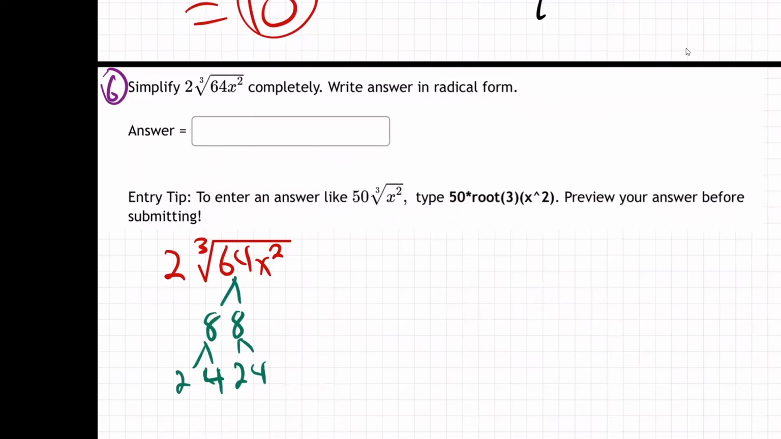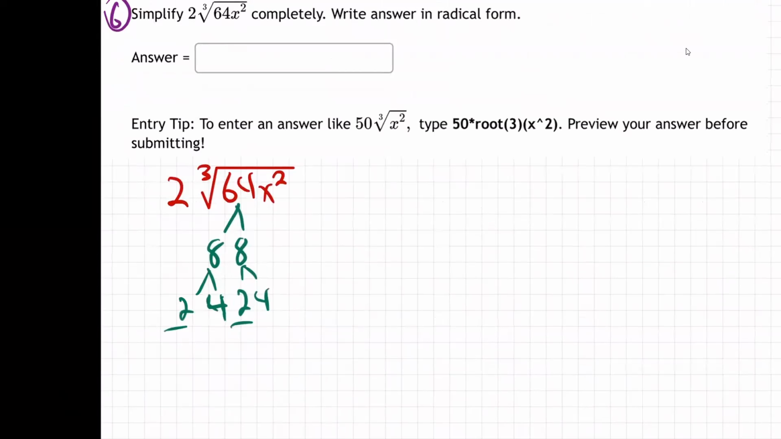2 times 4, right? And now the 2's are done. They can't break down anymore, right? They would just be 1 times 2, and that's not smaller. That's just using the 2 again. Okay, but the 4 can break down 2 times 2, and they're done. So see how I underline everything that's reached ground? They can't go down any further. Prime numbers, they call them.